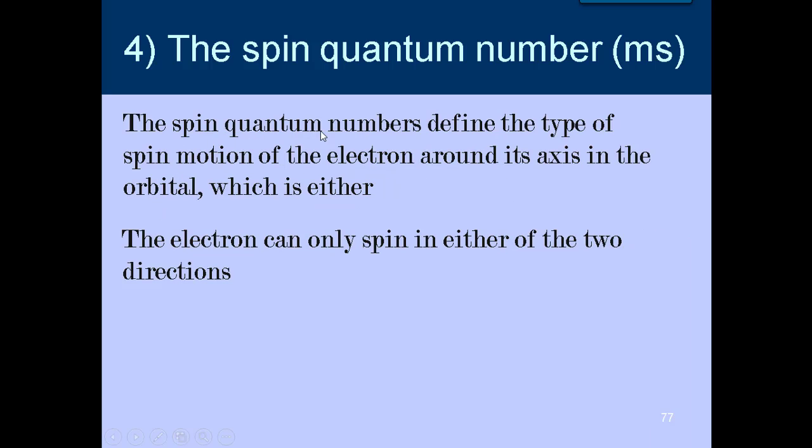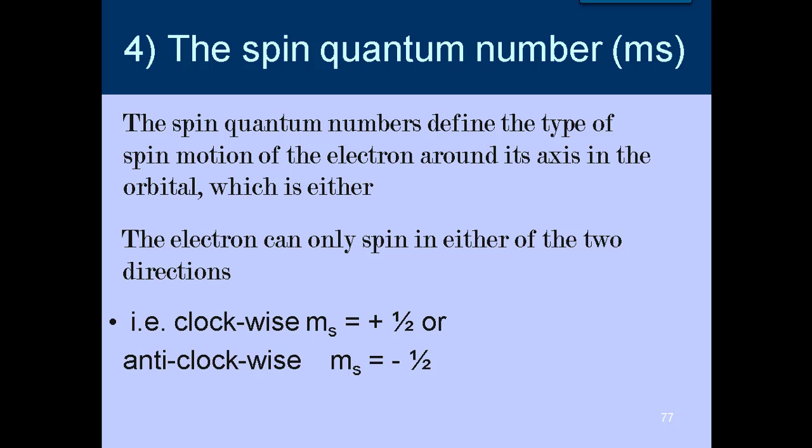The spin quantum number defines the type of motion or spinning of electron around its axis in the orbital. We have 2 types of spinning. Number 1, an electron moves clockwise or with the direction of the clock, and the spin quantum number for this electron will be positive half. The second, anti-clockwise or in the opposite direction of the clock, and its spin quantum number will be negative half.